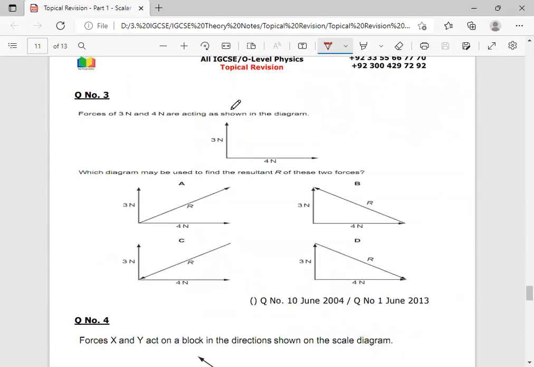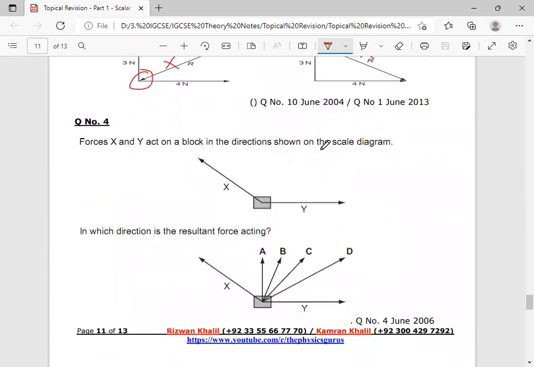Forces of 3 and 4 Newton are acting as shown in figure. Which diagram may be used to find the resultant of these two forces? What we will do, place the scale, complete the parallelogram intersecting each other, and now which diagram resembles with this? This one? No. This one? No. This one, but arrow is directed inwards. This will be wrong. So which is the correct option and the best option? Option A.